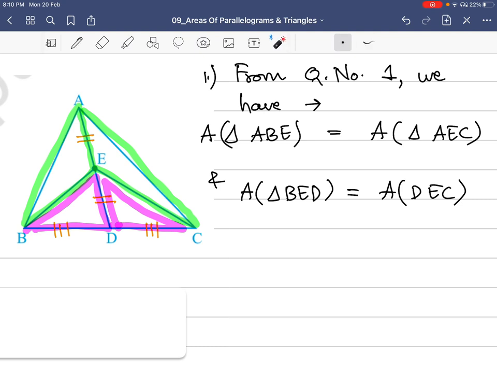Now in the previous question number 1, E was any random point. Now the additional information we have is E is a midpoint, and we have to prove that this BED is 1/4 the area of the whole triangle. Now that is possible if areas of all 4 triangles are equal to each other. Then we can easily say that BED will be 1/4 of the whole ABC. How do we prove it is something like this.